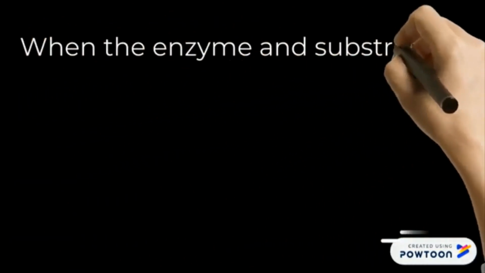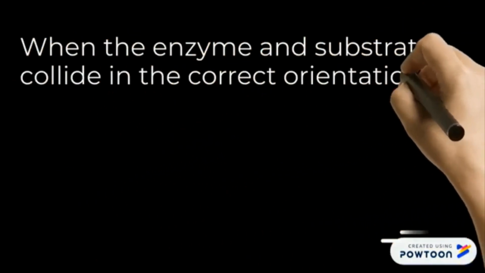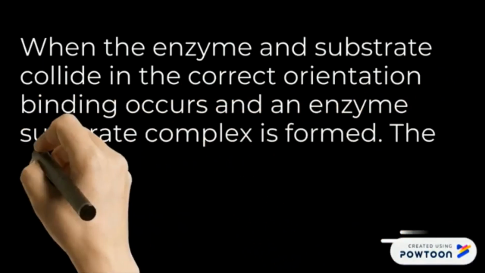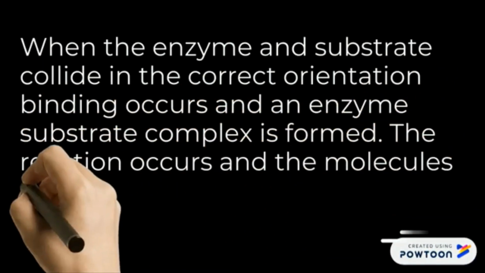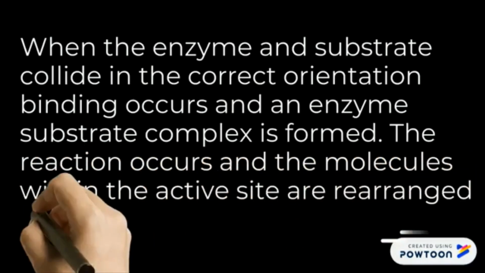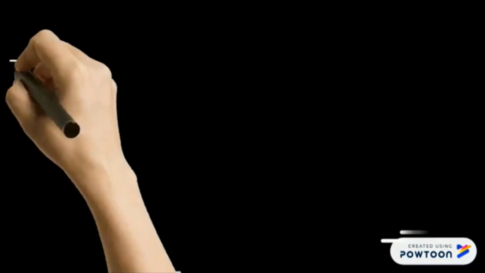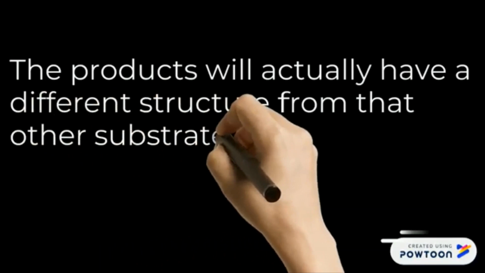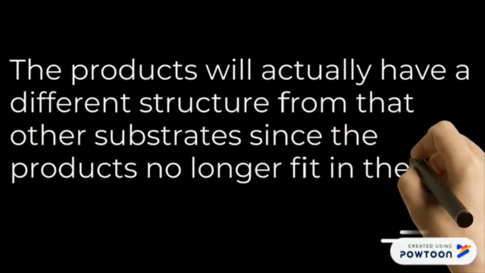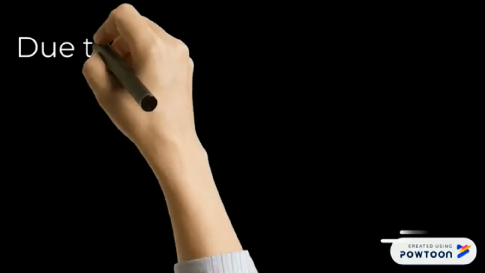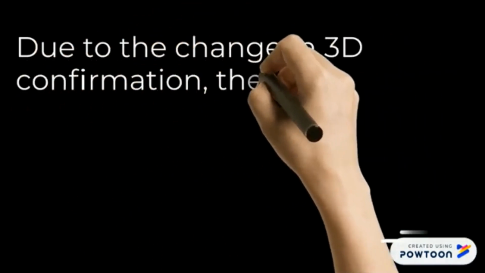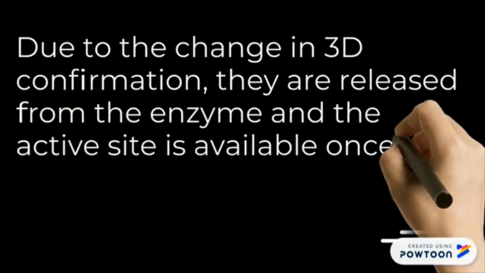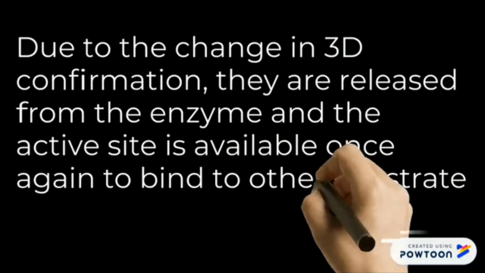When the enzyme and substrate collide in the correct orientation, binding occurs and an enzyme-substrate complex is formed. The reaction occurs and the molecules within the active site are rearranged to form products. The products have a different structure from the substrate, since the products no longer fit in the active site. Due to the change in 3D conformation, they are released from the enzyme and the active site is available once again to bind to other substrate molecules.